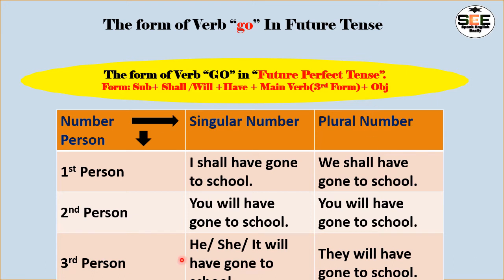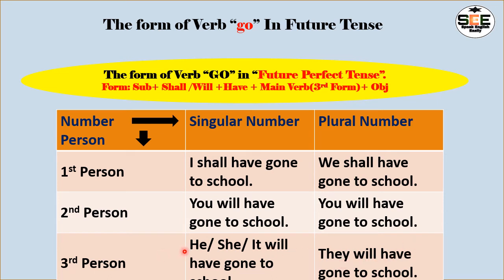Right? And here is the third person singular number. We can see here he, she, it will have gone to school, right? And if we see they will have gone to school, it is the plural number of third person.